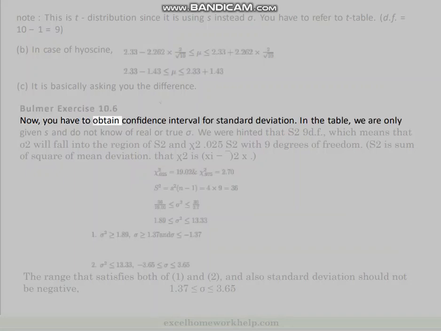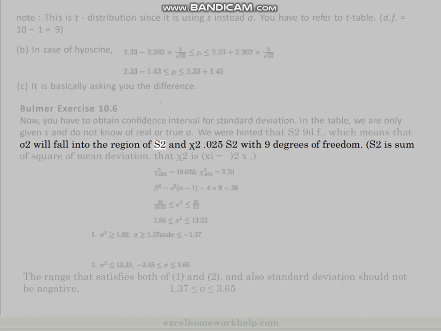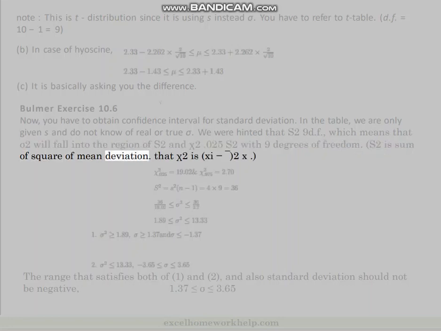Square root. Bulmer exercise 10.6. Now, you have to obtain a confidence interval for the standard deviation. In the table, we are only given S and do not know the real or true sigma. We were hinted that S squared over 9 D.F., which means that sigma squared will fall into the region of S squared over chi squared 0.025, S squared with 9 degrees of freedom. S squared is the sum of squares of mean deviation. That chi squared is 11 minus 2x.